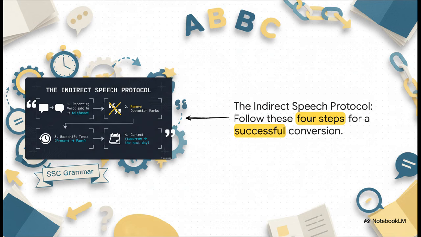It's like a checklist. 1. Change the reporting verb, so said to might become told or asked. 2. Get rid of the quotation marks completely. 3, and this is a big one, you take the tense one step back into the past. And 4, you update any context words, so tomorrow becomes the next day.